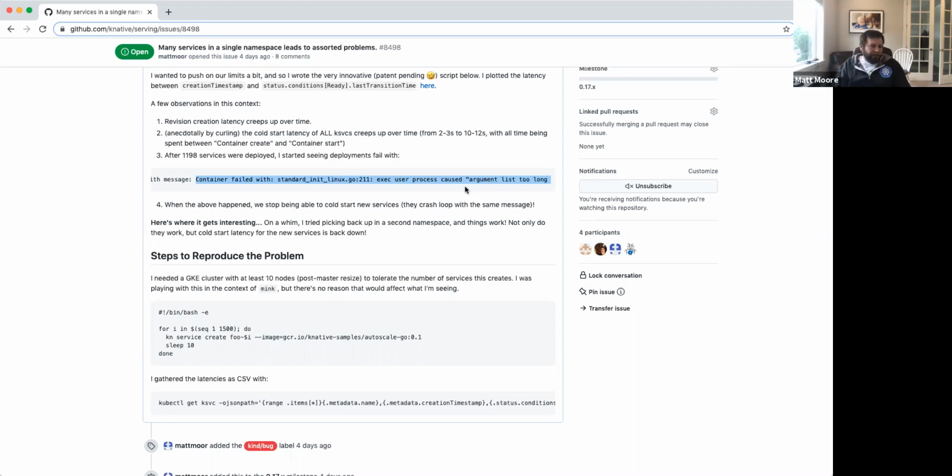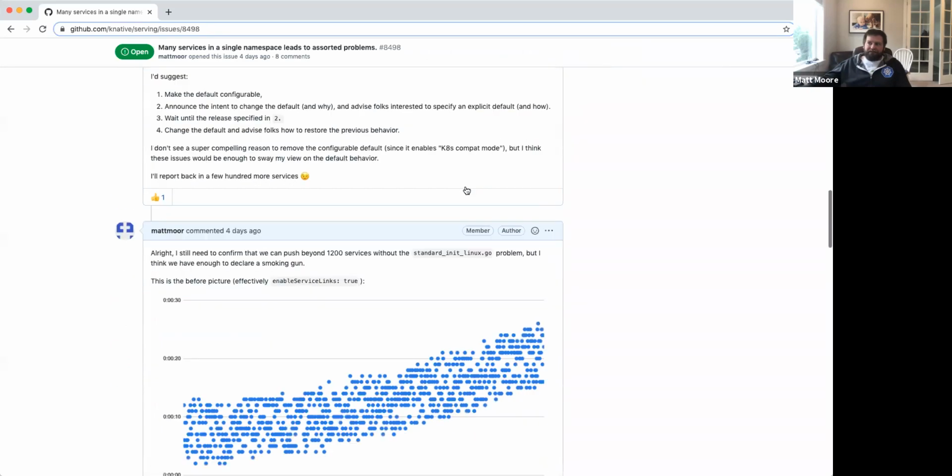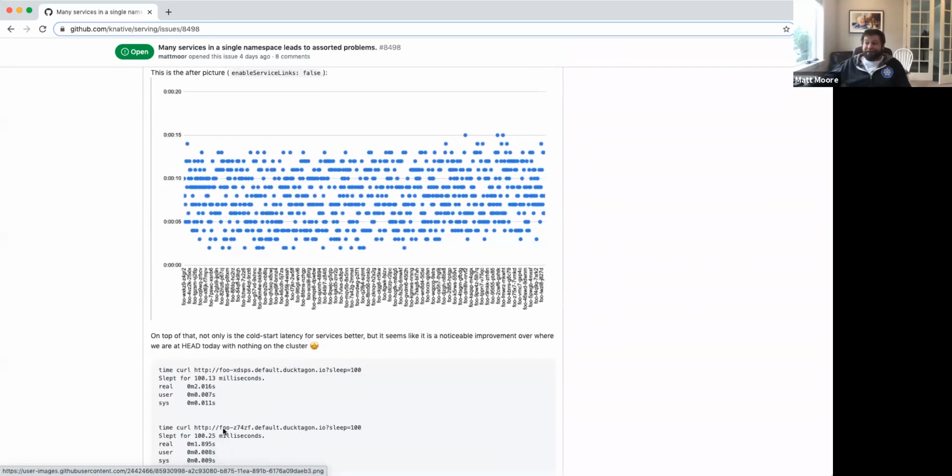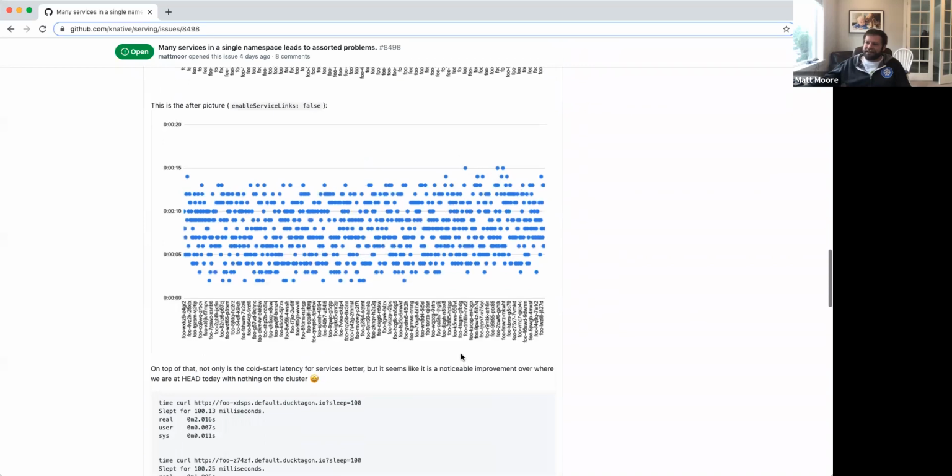And when I reran the experiment, everything was cool. In fact, it was better than before if you look at our cold start latency.